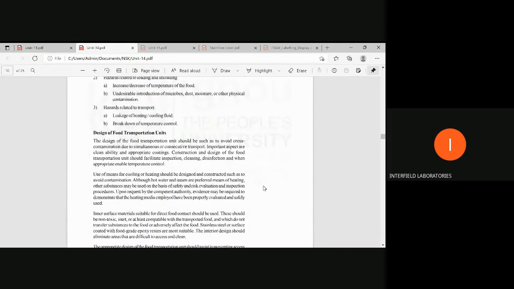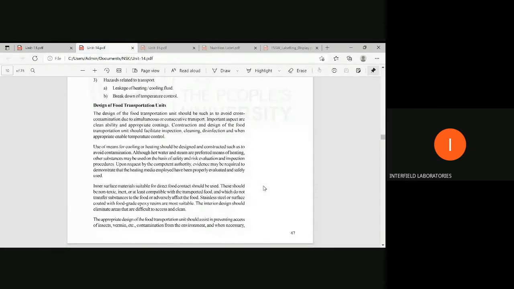Now the design of the food transportation unit. The construction and design of food transportation units should facilitate inspection, cleaning, disinfection, and it should enable temperature control. Means for cooling or heating should be designed and constructed such as to avoid contamination. The inner surface of the transportation unit should be made of materials which are suitable for direct food contact. Stainless steel or surface coated with food grade epoxy resins are most suitable for this purpose.